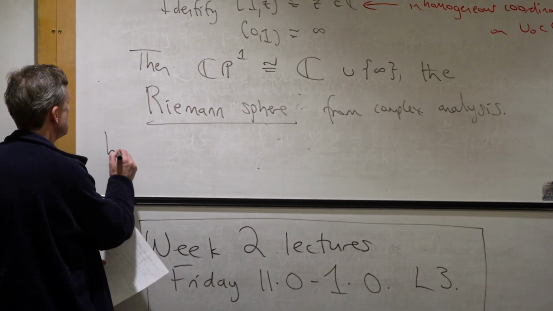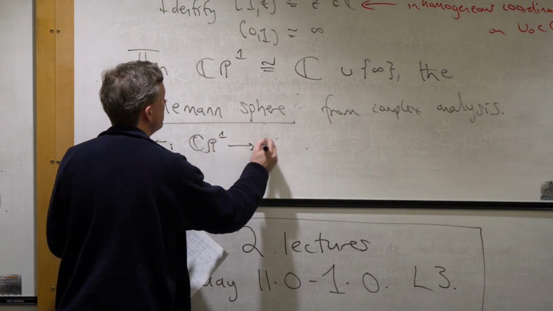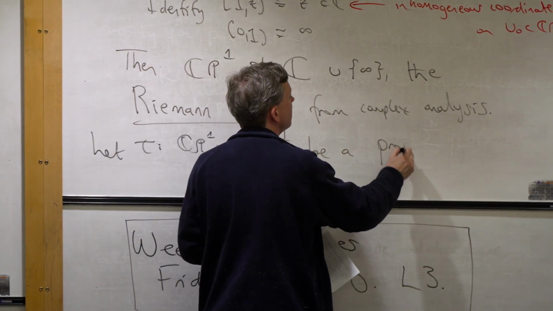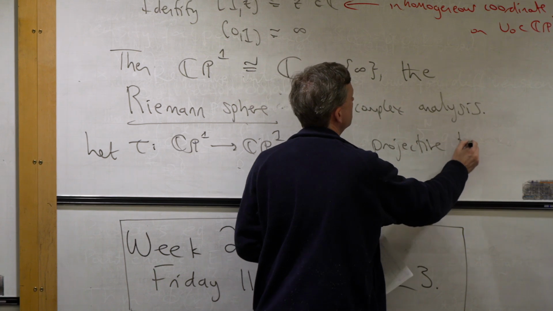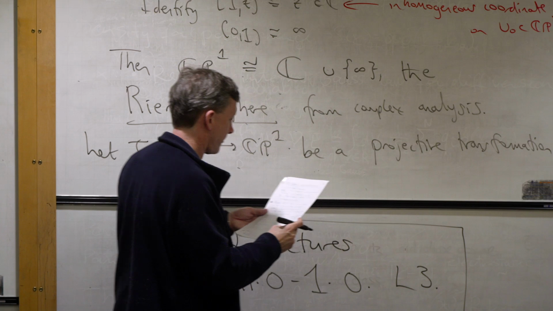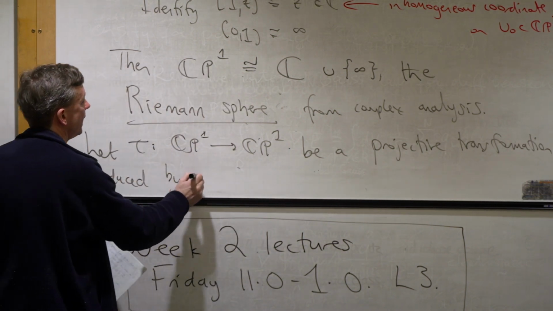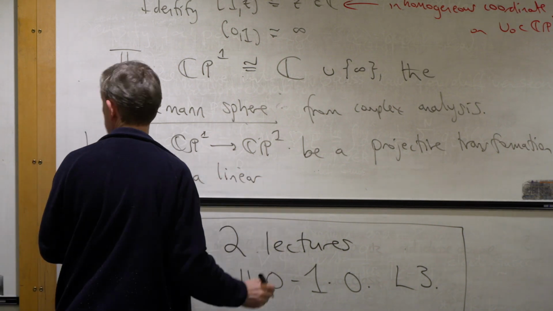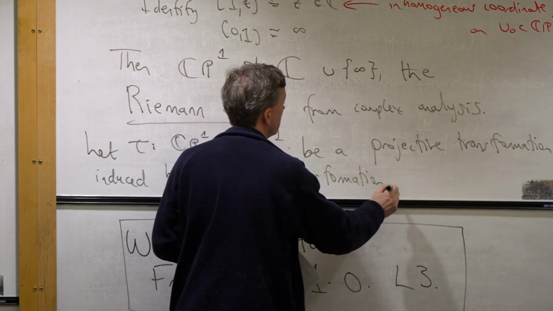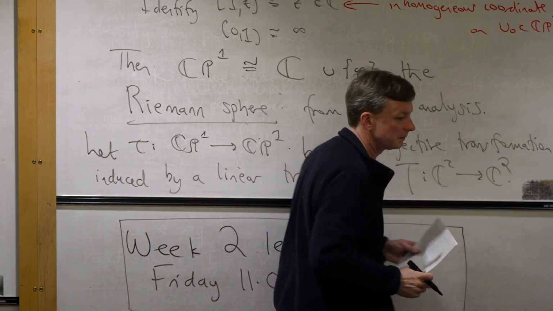Okay. So now let tau going from CP1 into CP1 be a projective transformation induced by a linear transformation big T going from C2 into C2.